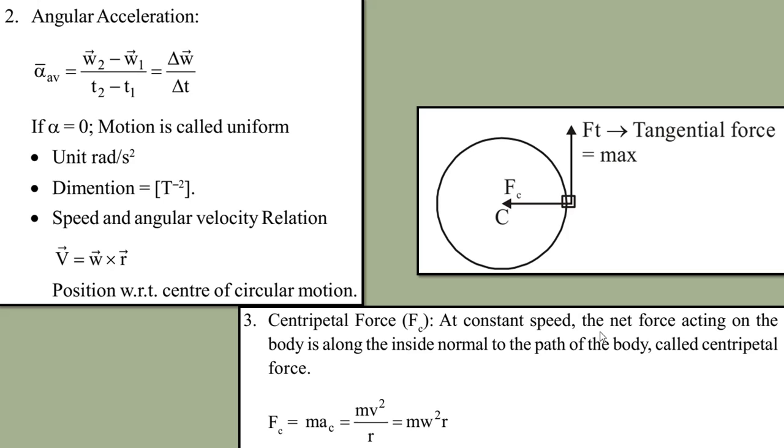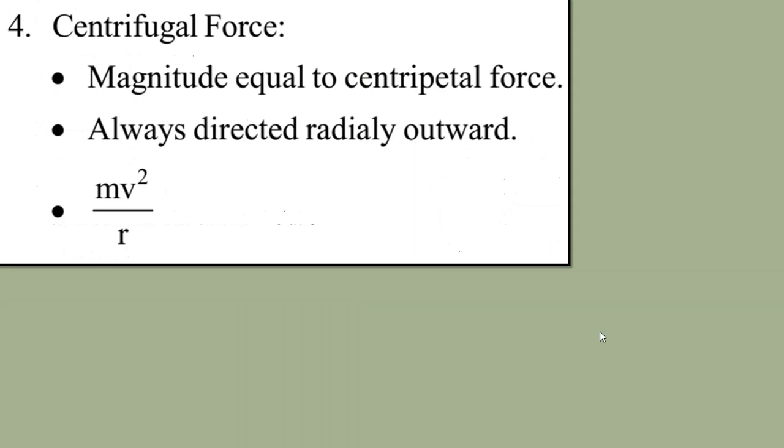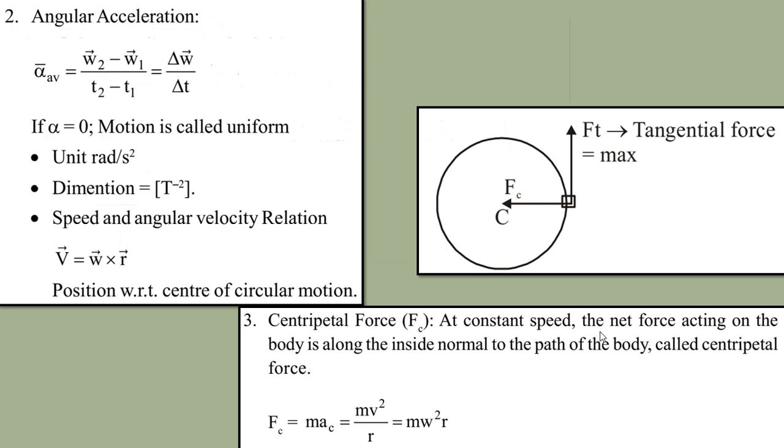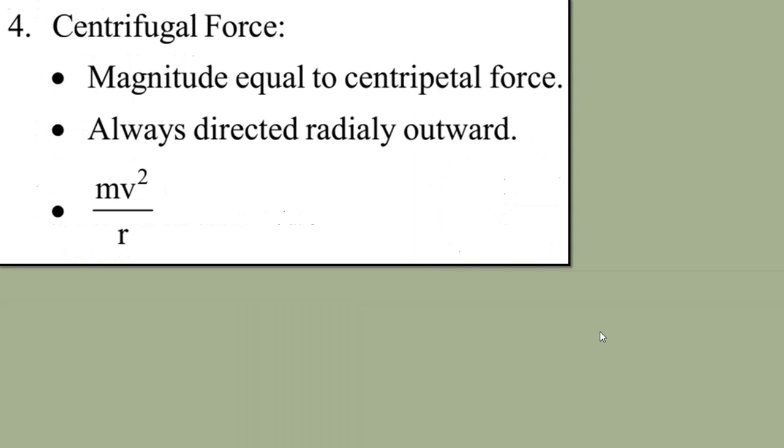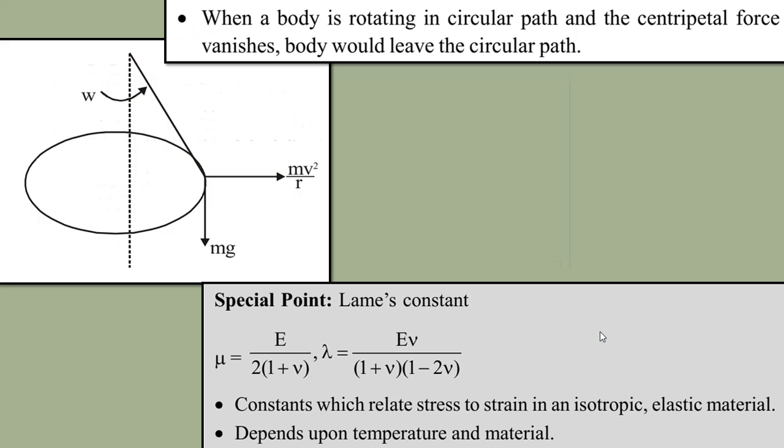So it is Newton's law: m v square divided by R, which is equal to m omega square R. So centrifugal force has a magnitude equal to the centripetal force. As we know, centripetal and centrifugal, the centrifugal force is always directed radially outward. That is m v square divided by R.